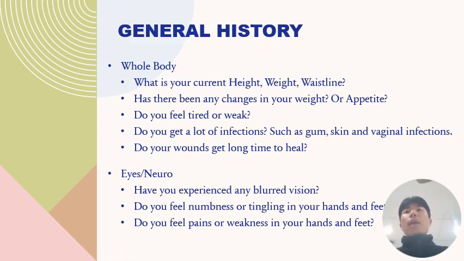After that, we can ask the patients about general symptoms that might be related to diabetes. I always like to ask questions from head to toe, starting with whole body symptoms. First, we will check the patient's body habitus, changes, and general symptoms such as tiredness, frequent infections, and delayed healing. After that, we will check for symptoms of retinopathy and neuropathy.